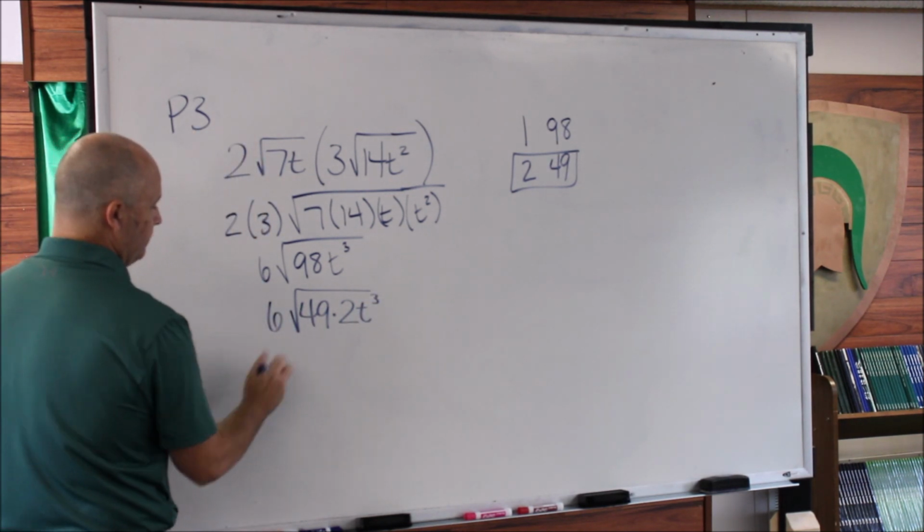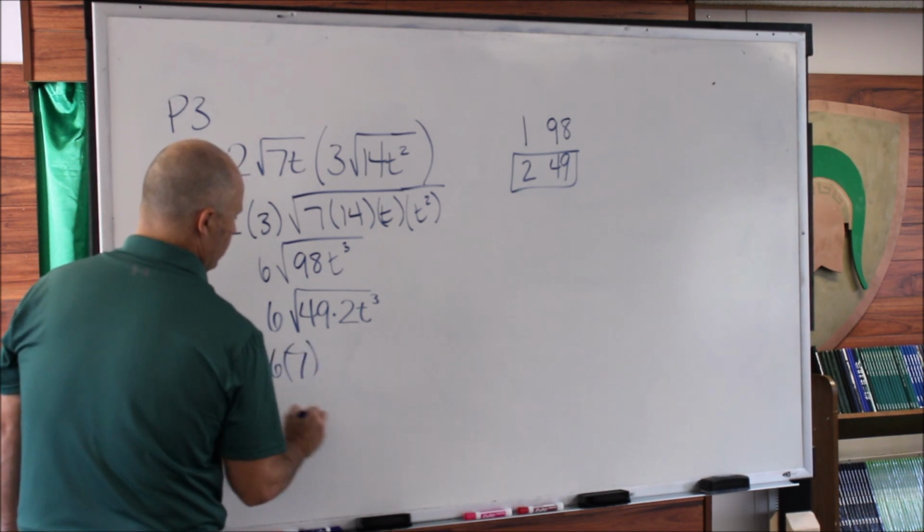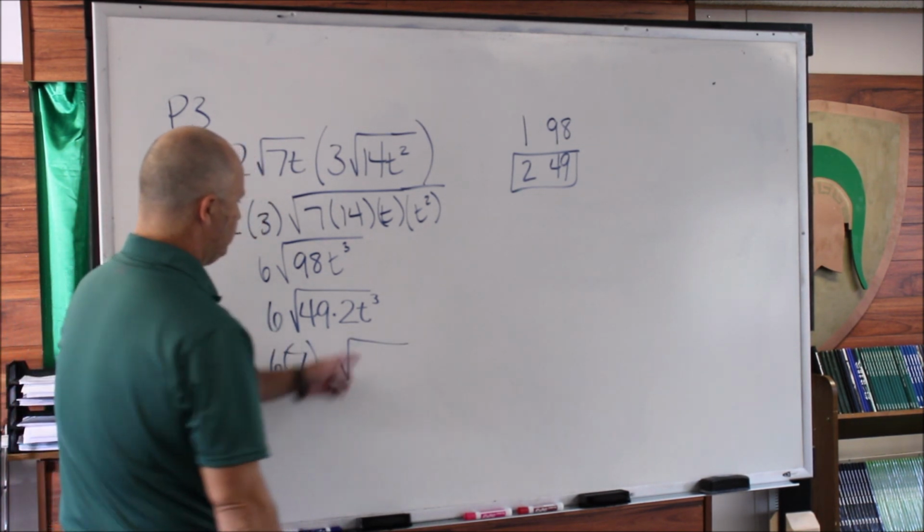Now I've got 6, the square root of 49 is 7, and then what I want to do is break this t cubed down.